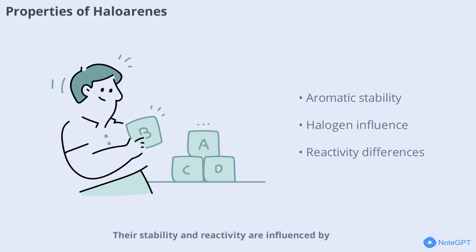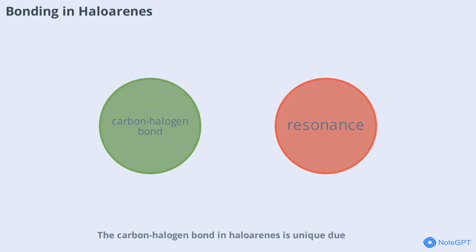Their stability and reactivity are influenced by the type and position of the halogen atom. These properties make haloarenes valuable intermediates in organic synthesis. The carbon-halogen bond in haloarenes is unique due to the resonance stabilization of the aromatic ring. The bond is shorter and stronger compared to alkyl halides, making it less susceptible to nucleophilic attack. The partial double bond character resulting from resonance contributes to the overall stability of the molecule. This bonding nature is a key reason for the distinct reactivity of haloarenes.